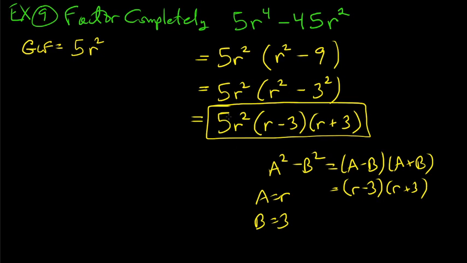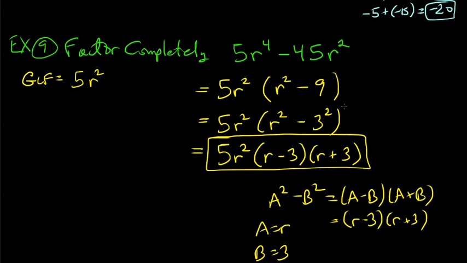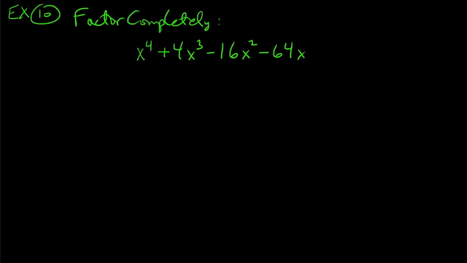Okay. So it just takes getting used to. Let's do one more. Okay, so I think I saved the hardest one for last. Factor completely x to the 4th plus 4x cubed minus 16x squared minus 64x. Okay, step by step, right? First thing is, what's the GCF? It's not 1 because every term, all 4 of these, contain a factor of x. So that tells me we can factor out an x.